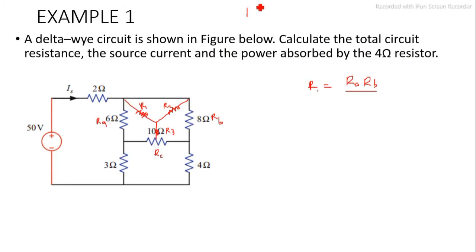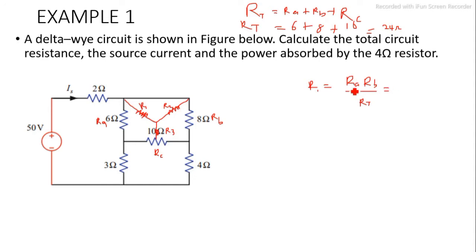Okay, let me find RT now. RT is equal to what? RA plus RB plus RC. I don't want to keep writing RA plus RB plus RC, I'll just use RT. So RT equals what? RA is 6, RB is 8, then RC is 10. So 6 plus 8 plus 10 will give us what? 6 plus 8, that's 14. 14 plus 10, that's 24. 24 ohms. So now let's do that.